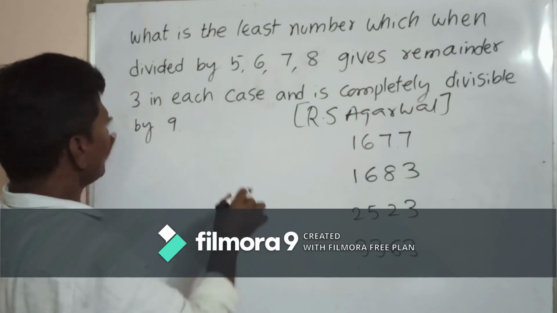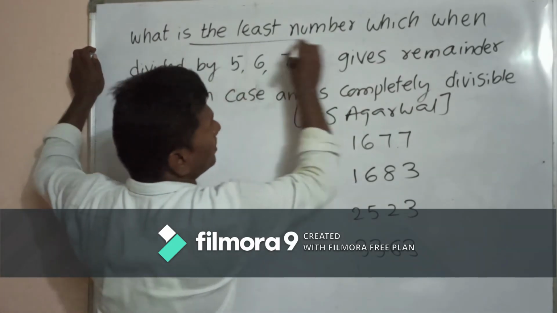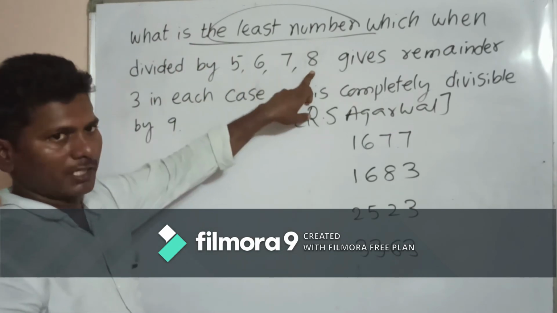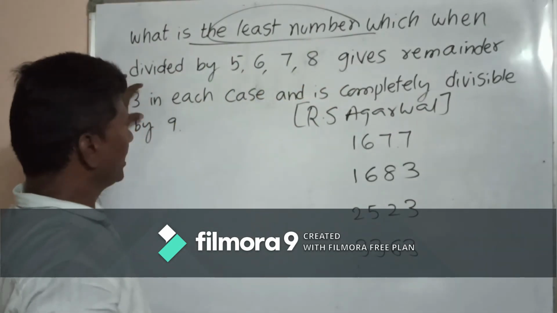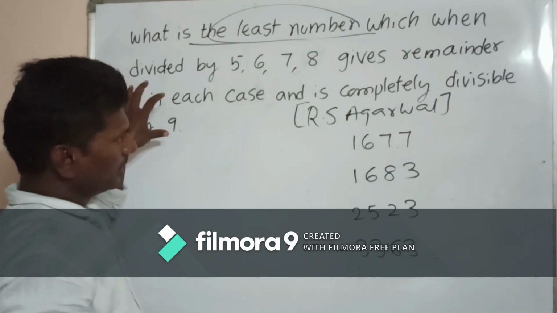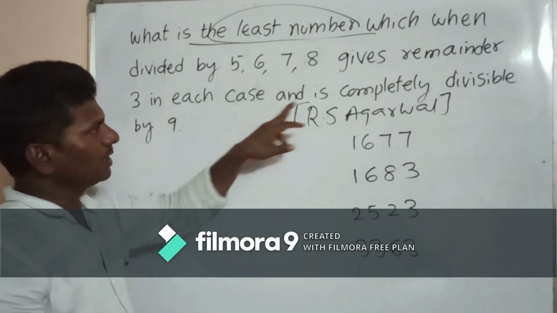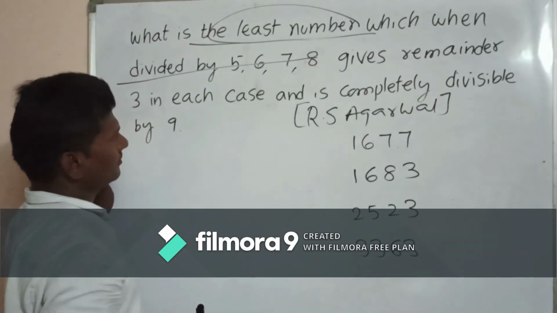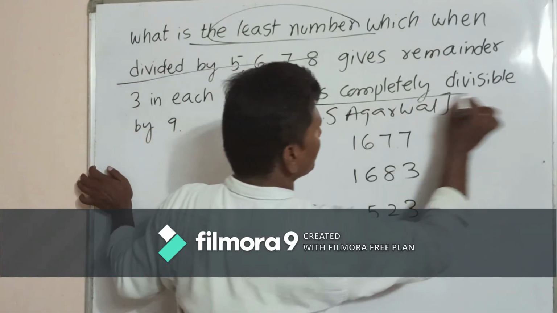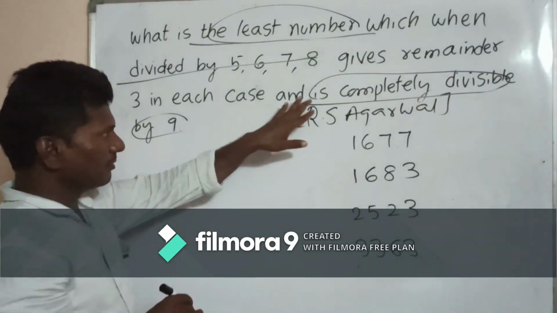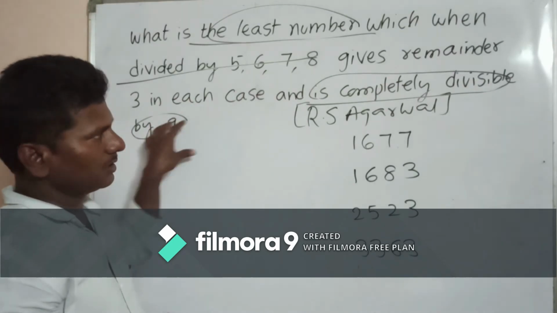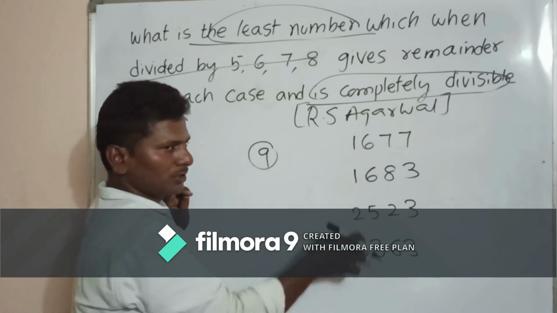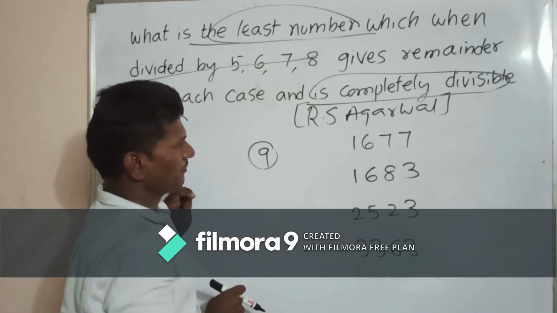See here, we have to find out the least number that must be divisible by 5, 6, 7, 8 and give a remainder 3, and that number must be divisible by 9, completely divisible by 9. So this clue is not required. I am applying only this clue: that least number must be divisible by 9. This is enough to get the answer. So now the option which is divisible by 9 will be the right answer.